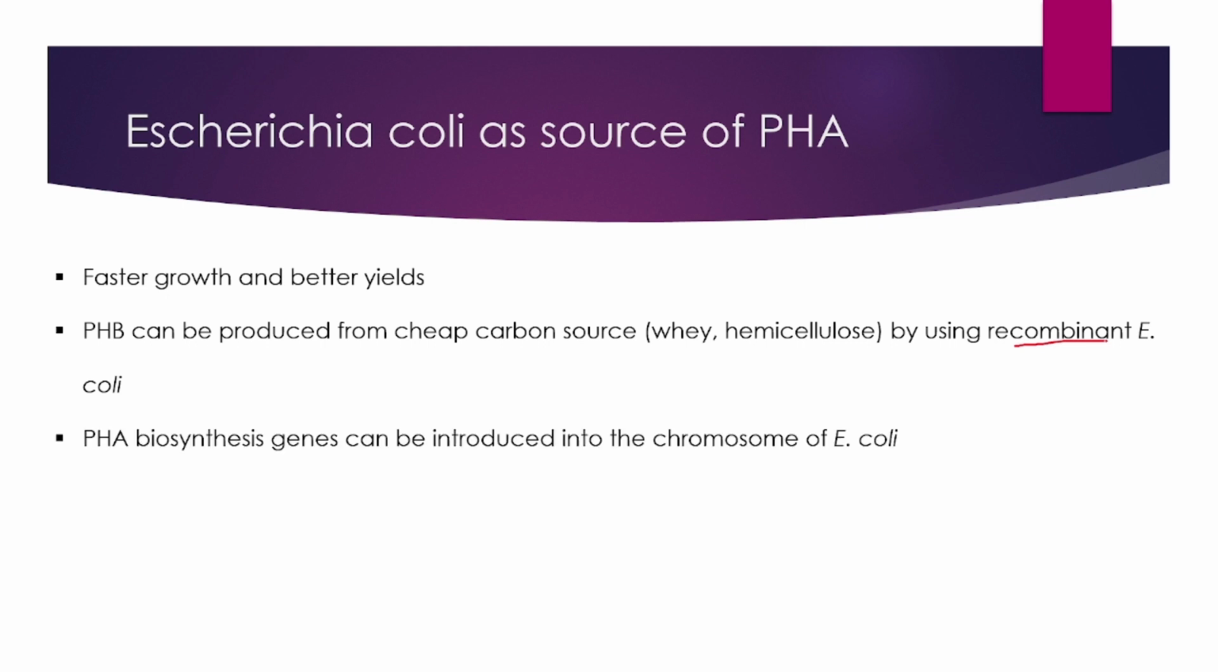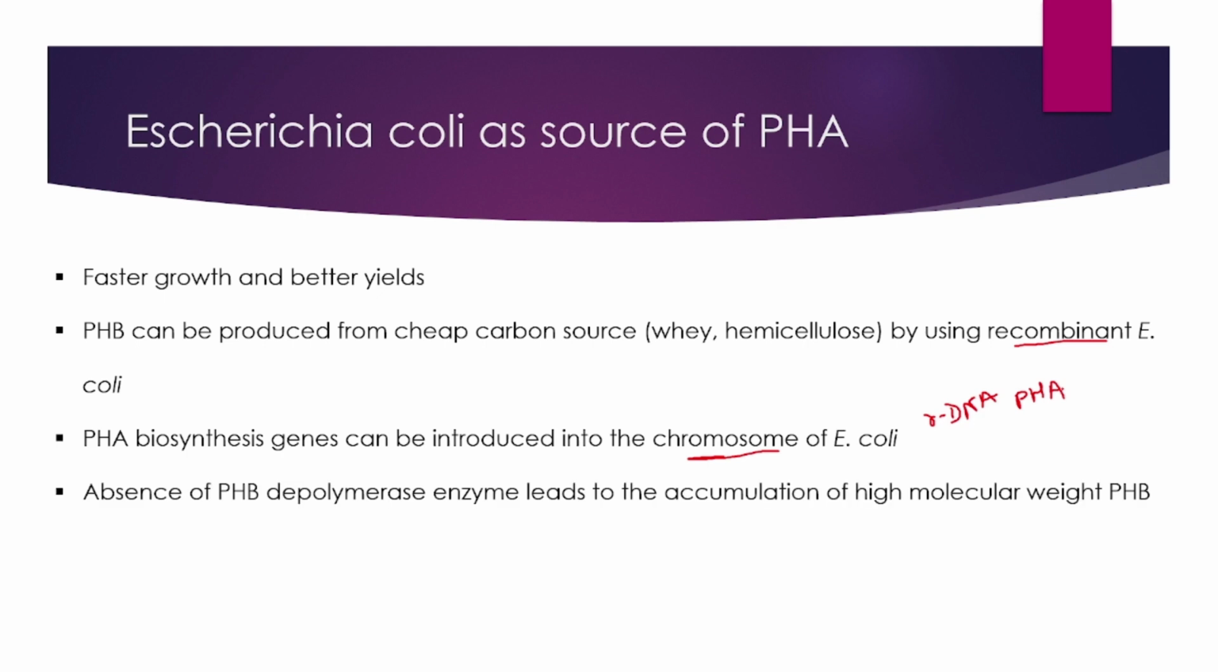How can we produce recombinant E. coli cells which express these PHB genes? These PHB biosynthesis genes, or PHA biosynthesis genes in general, are introduced into the chromosomes of E. coli to generate the recombinant DNA molecules. When transcribed and translated, this recombinant DNA produces the polyhydroxyalkanoates, PHA. And then by growing these recombinant E. coli cells on cheap carbon sources, we can get ample amounts of polyhydroxyalkanoates.